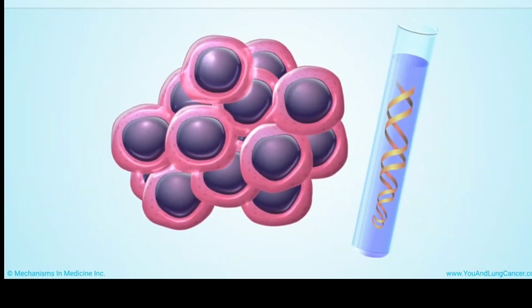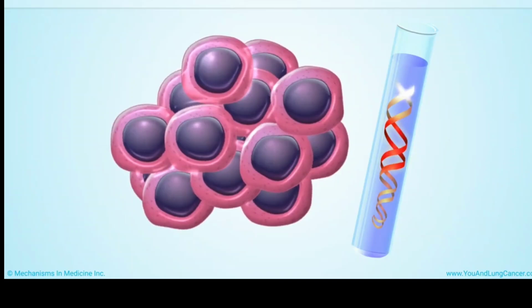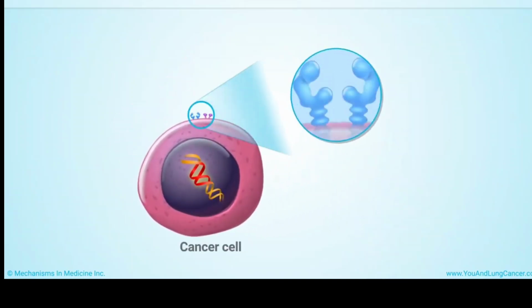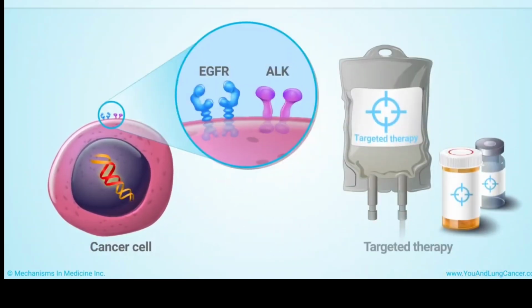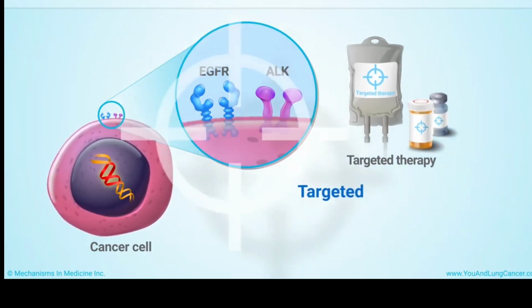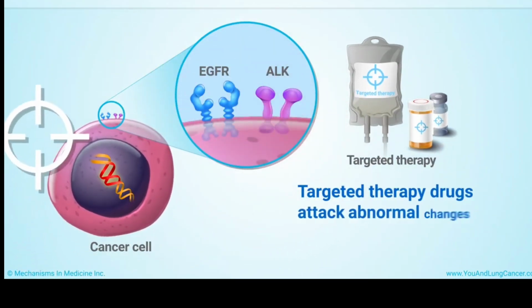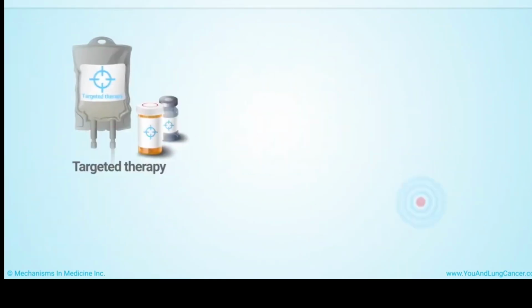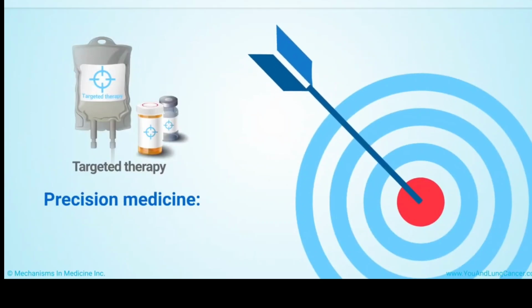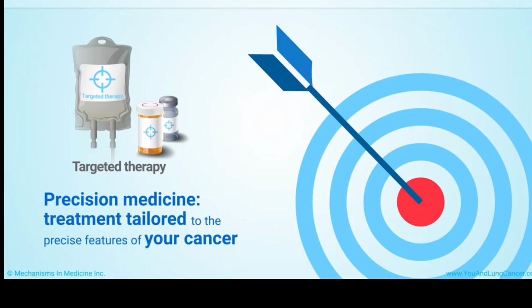Your doctor will check to see if your tumor has certain genetic changes, such as changes in proteins called EGFR or ALK. If it does, your doctor may recommend that you get targeted therapy first, because it will do the best job of shrinking your tumor. Targeted therapy uses drugs to attack abnormal changes in certain genes in the cancer cells. Like immunotherapy, targeted therapy is a kind of precision medicine. Precision medicine means treatment that is tailored to the precise features of your cancer.